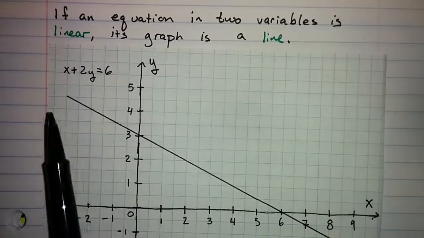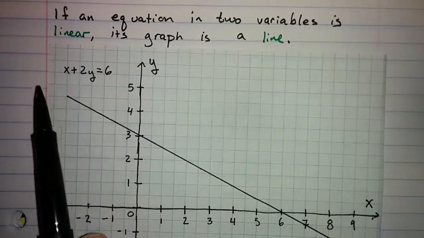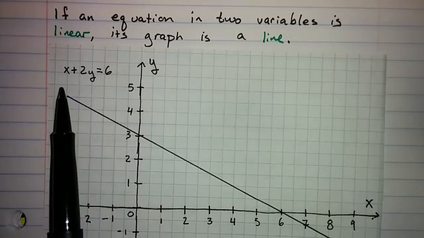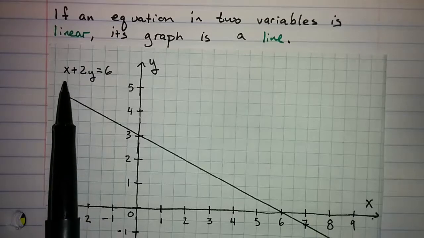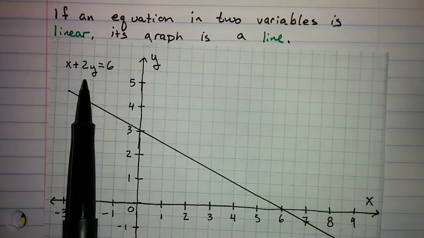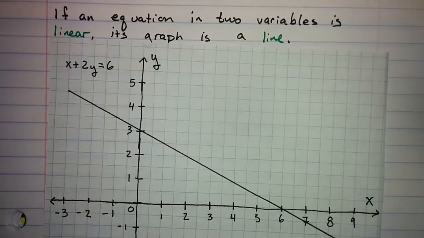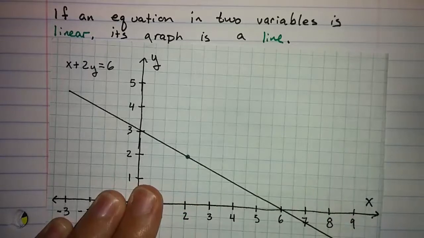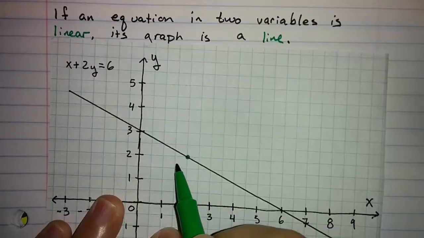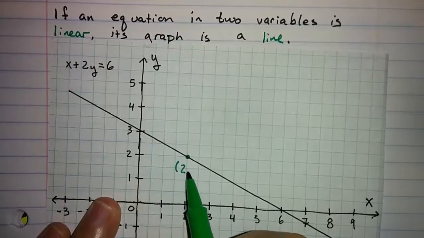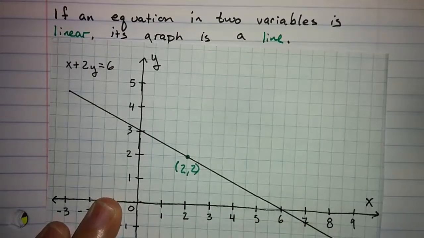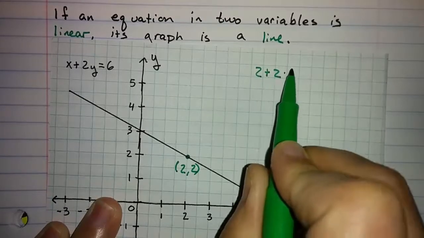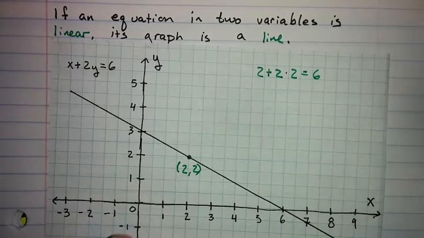what does it mean when we say that this is the graph of this equation? Well, we mean that every point on this line is a pair, x, y, so that if I take x and add it to 2y, I get 6. That works for nice points on the line, like this one, for example. This point is x is 2, y is 2. And in fact, if we take 2 plus 2 times 2, we get 6.